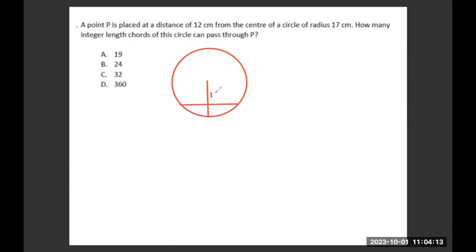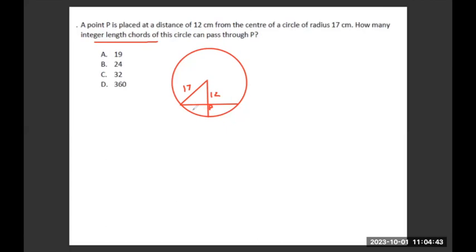This is 12. The total radius is 17, which means even the whole vertical is 17, and this part is 17. And up to point P, it is 12. What you have to find is how many integer length chords can pass through this circle. Okay, this is 17, this is 12.